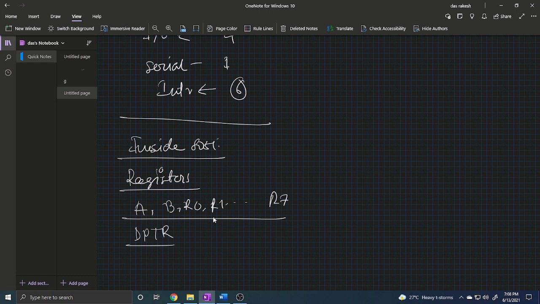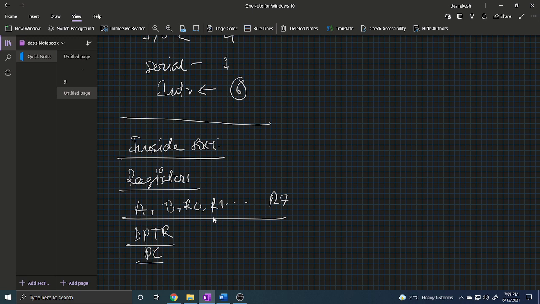One 16-bit register is available, known as the data pointer register. Another 16-bit register is the program counter. The program counter will help us target the memory, and from the memory we decode the opcode and execute step by step, running the application depending on the programming. So these are the general purpose registers available in the 8051 microcontroller.